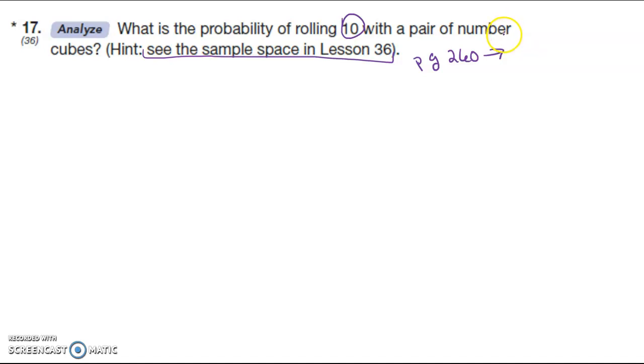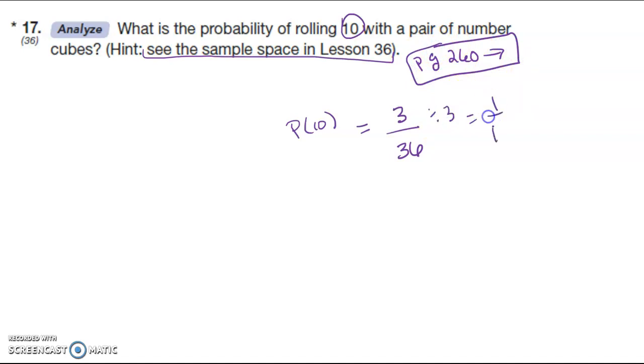If I'm looking to get a 10, there are 3 ways to get a 10. So the probability of a 10 with 2 dice: there are 3 ways to do that, out of 36 total possibilities. It really helps to look at the chart on the bottom of this page. So then I need to reduce it, and I get 1 over 12.